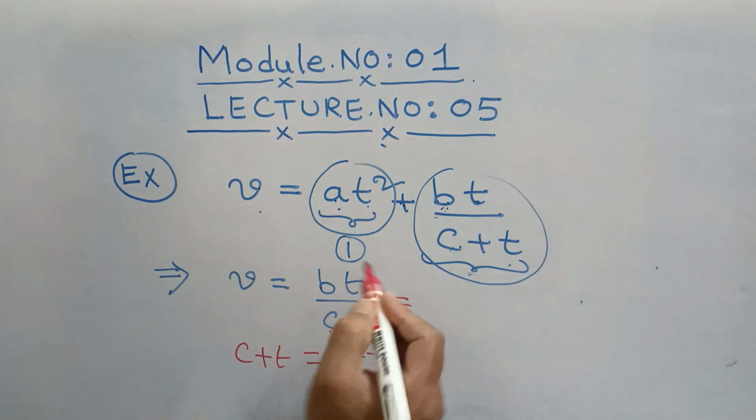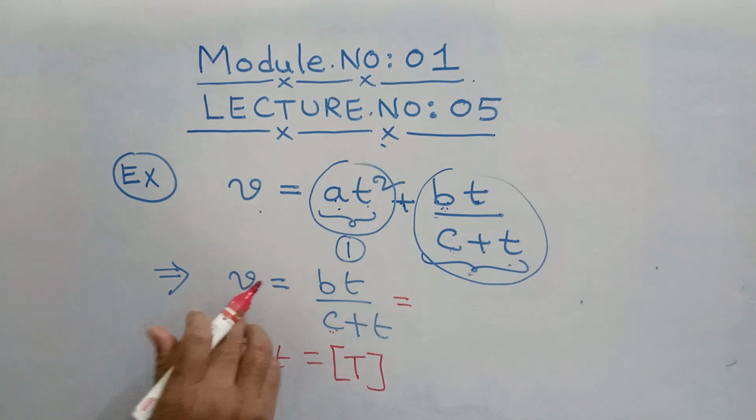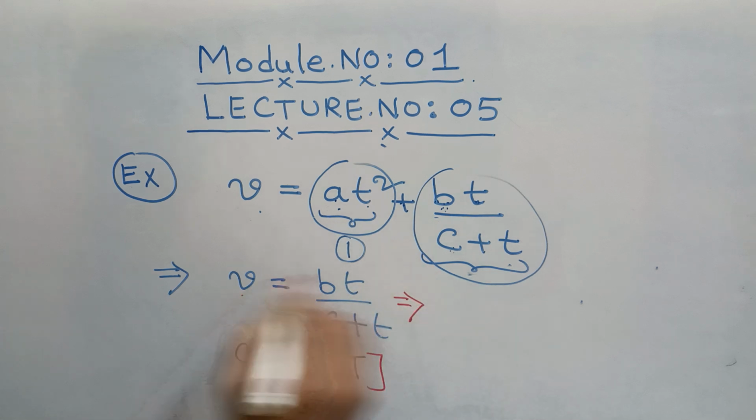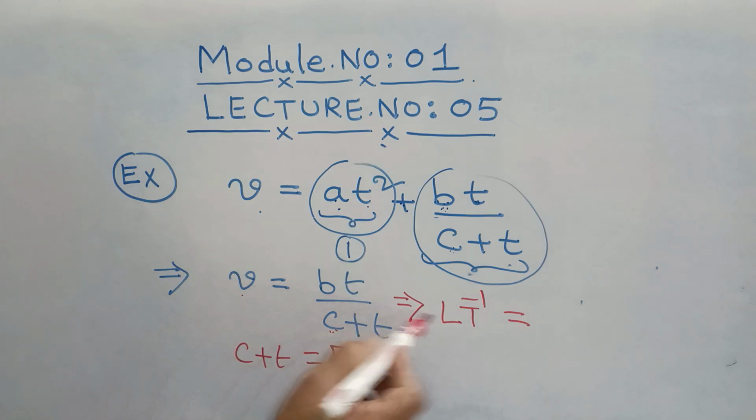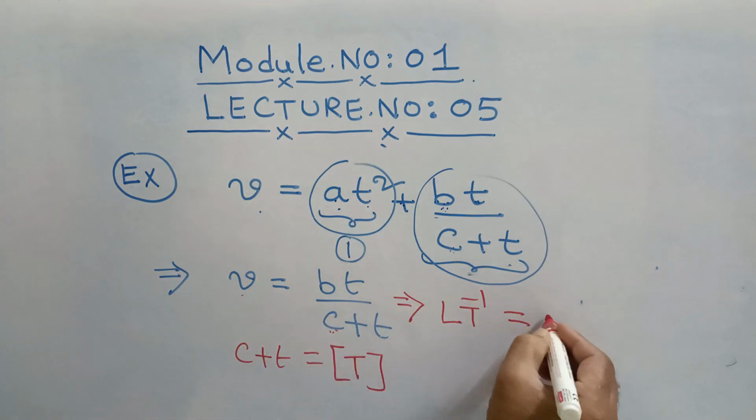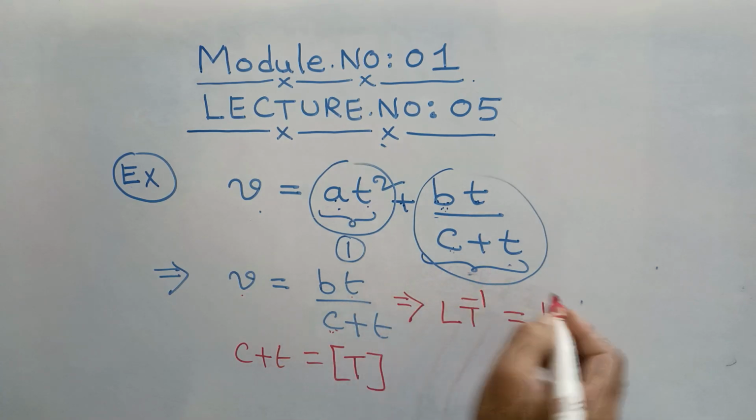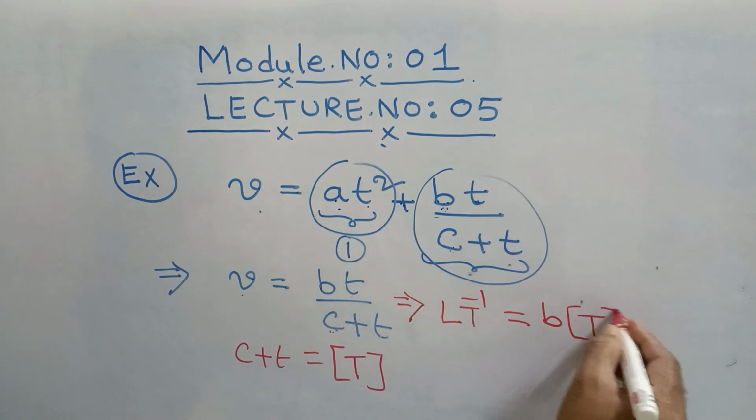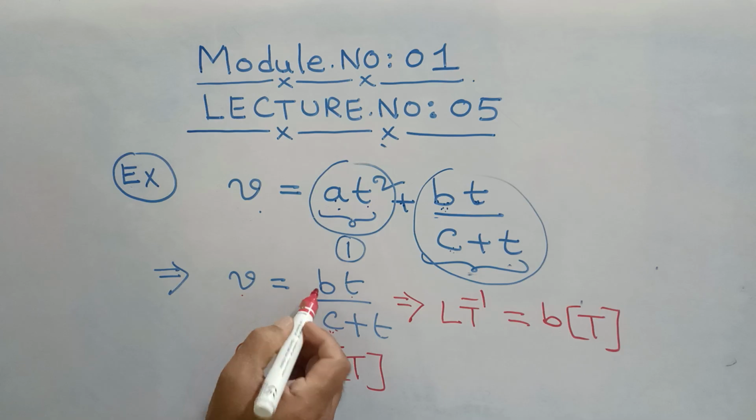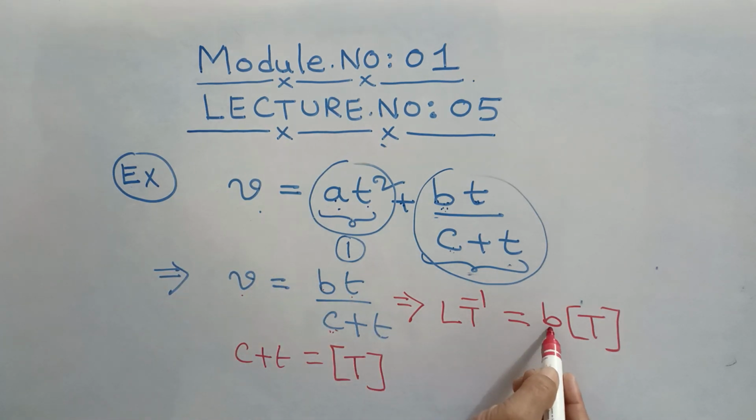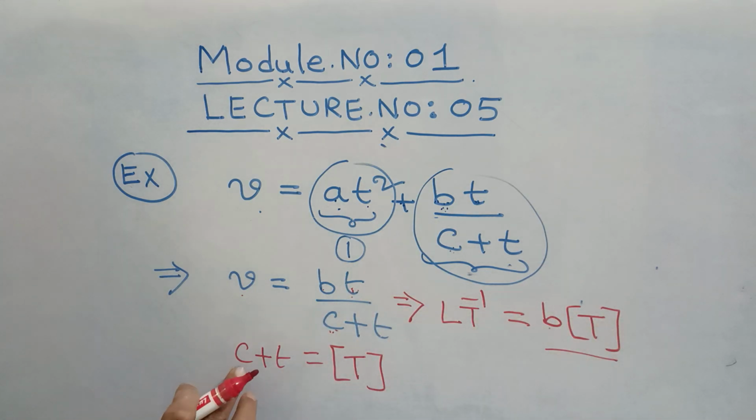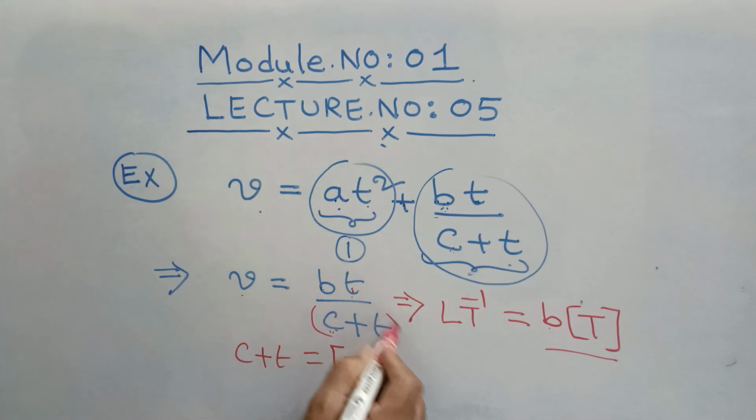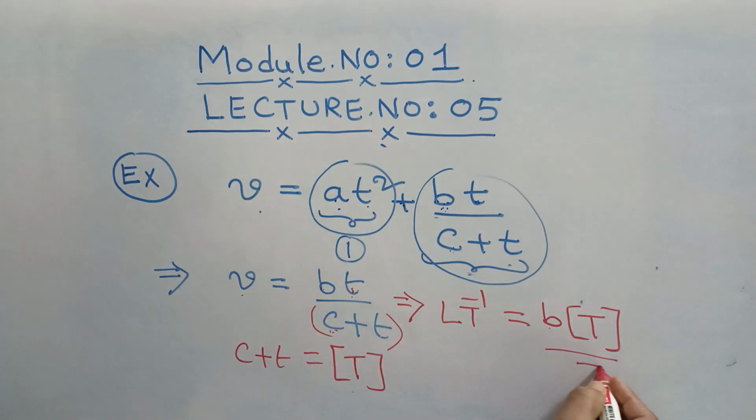Now what is V actually? What is the dimension formula for V? It is L power T power minus 1 for V. And it is B. What is time actually? It is T only, is it not? B into T. B is the constant. That is why I have written it as it is. T is the time. The dimension of time T is capital T, divided by what is C plus T? What is the dimension of C plus T? It is T only.